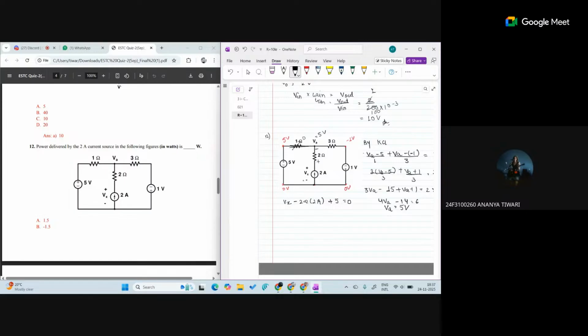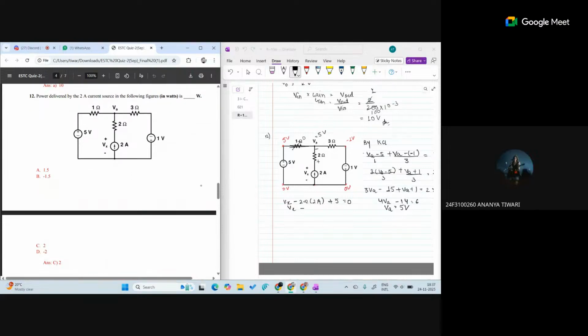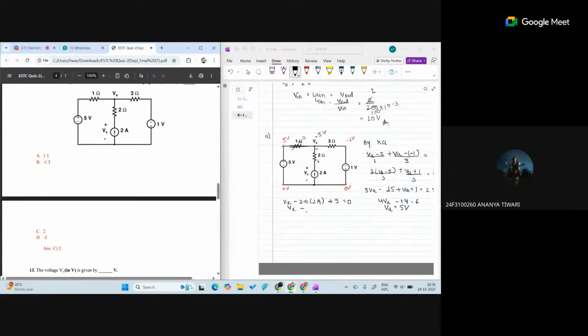Right? Because this thing got short circuited. So the whole thing should be equal to 0. So now we can write Vx minus. No, it's not superposition. I was doing KCL.